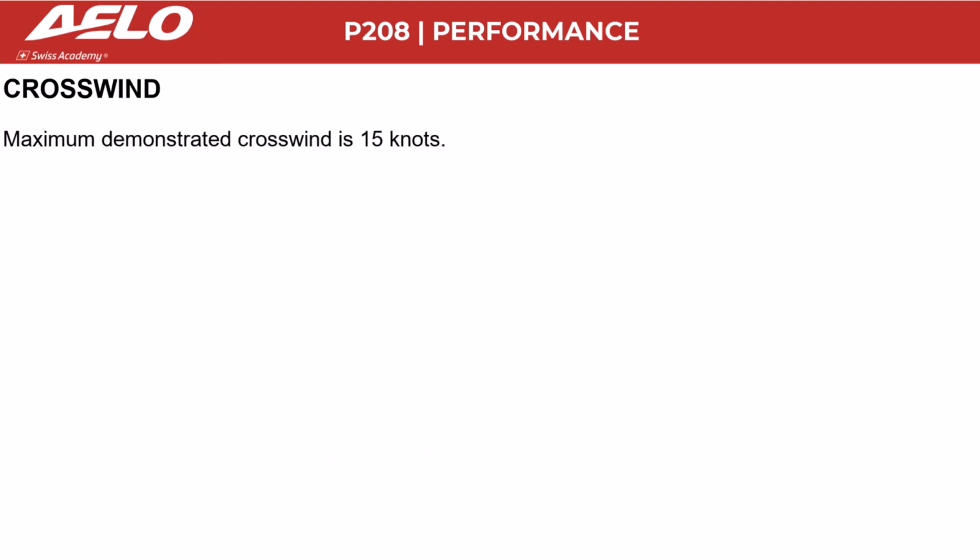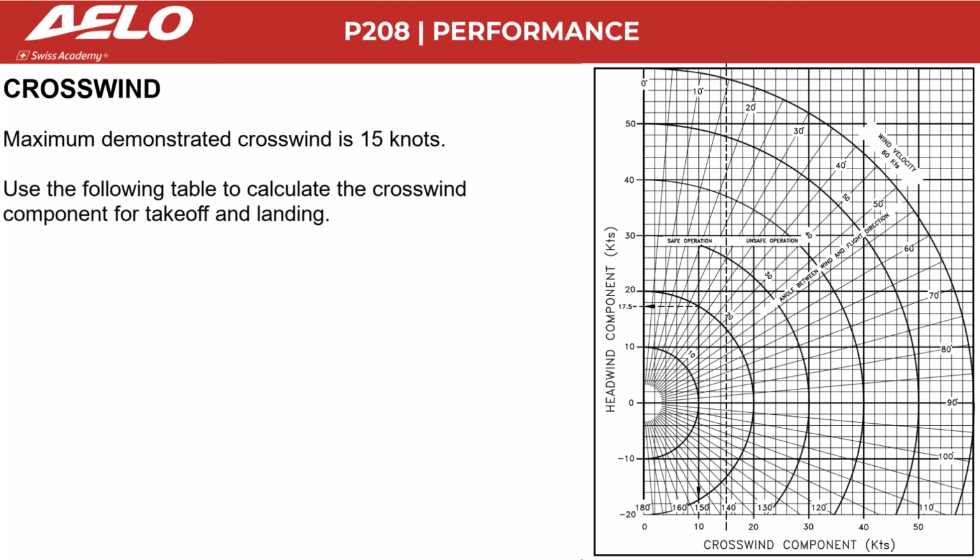Crosswind. Maximum demonstrated crosswind is 15 knots. Use the following table to calculate the crosswind component for takeoff and landing.